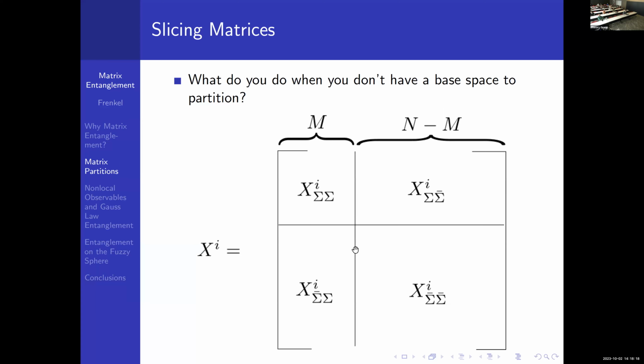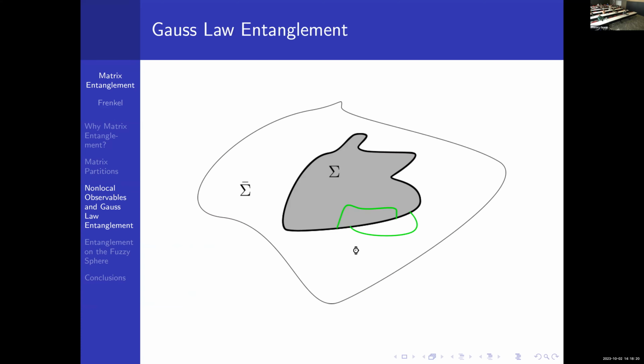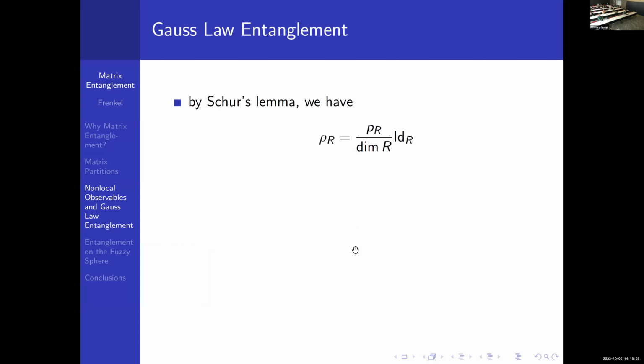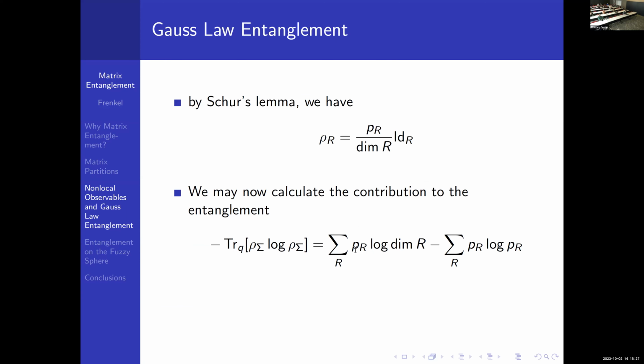Right. So going on, by Schur's lemma, on each irreducible representation of U(M), the reduced density matrix is maximally mixed. And this is just imposed on us by the global U(N) symmetry.